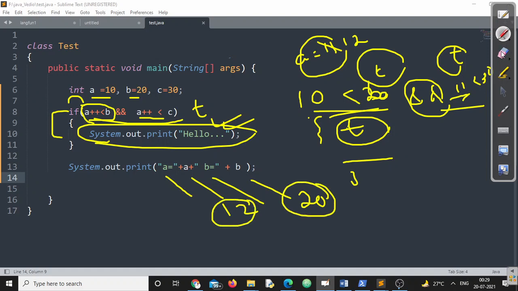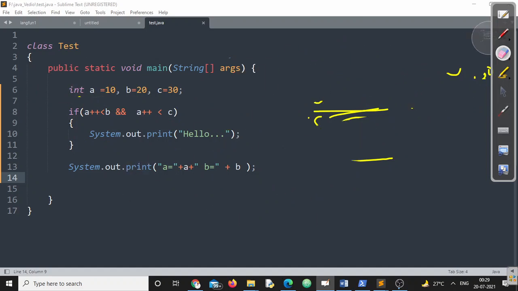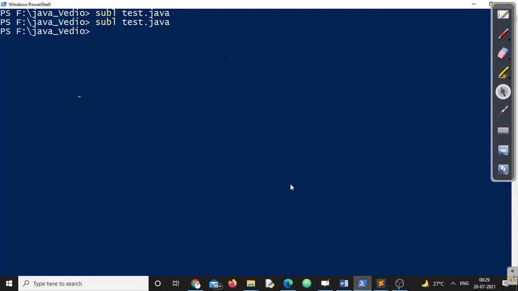Is that clear? I hope you all are clear about this, right? This is what we are expecting. This is what we have been discussing for a couple of minutes. But let us rely on our Java compiler, test.java. Let us compile that one. Let's see what my compiler says.